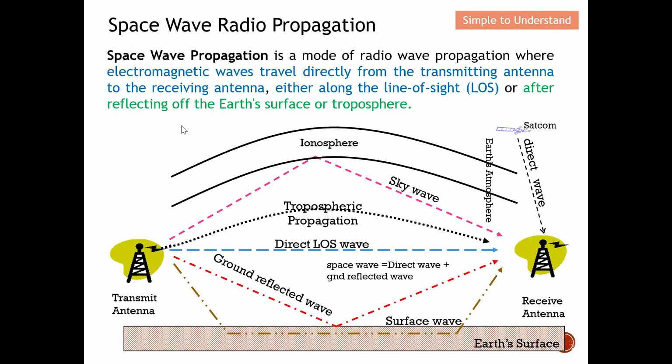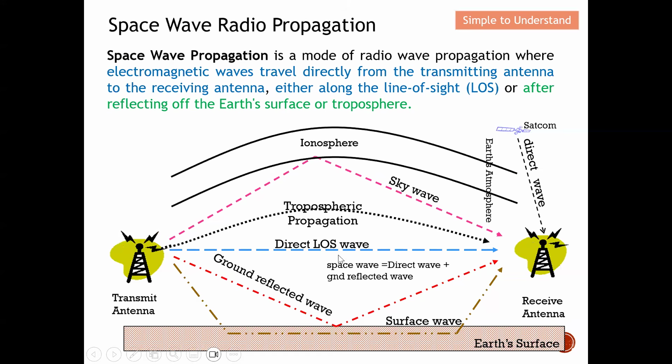Let's quickly understand space wave propagation, which is also one of the modes of radio wave propagation. In this case, the electromagnetic wave travels directly from the transmitting antenna to the receiving antenna, with the line of sight. Take a look at this blue color line. This is what we call the direct line of sight wave. This is classified as space wave propagation.